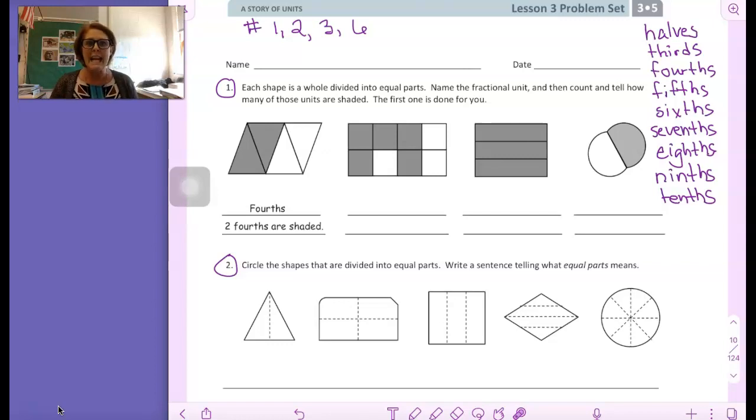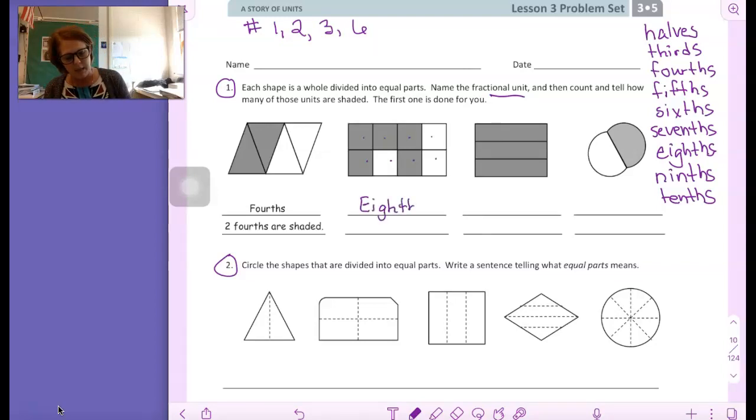All right, so we're going to name the fractional unit first on the first line, and then we're going to count to see how many of those are shaded. So the first one was fourths, and 2/4 are shaded. Let's look at the second one. We have 1, 2, 3, 4, 5, 6, 7, 8. So our fractional unit is eighths.